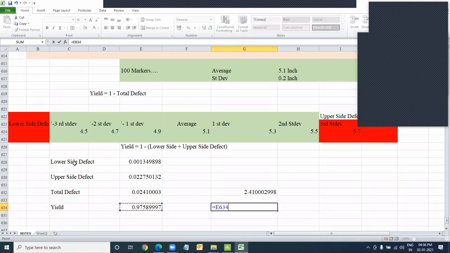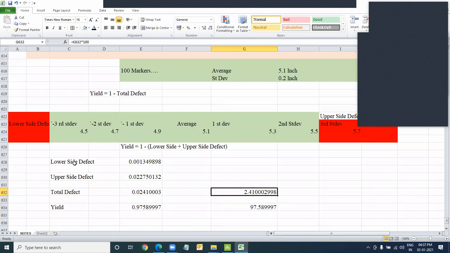Your quality of the process is multiply with your 100, 97.58% quality and 2.41% defect here. So it's a very, very simple formula. Having said that, we have an Excel sheet which is already there in the files that we have shared.